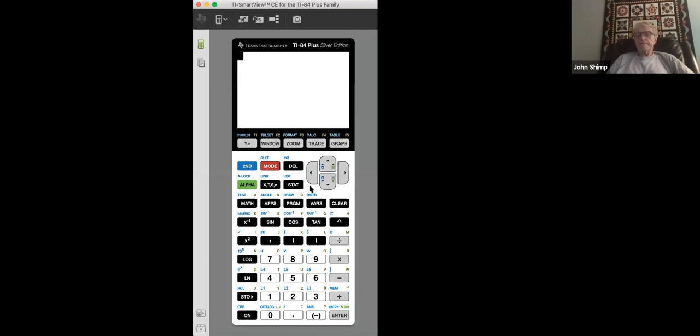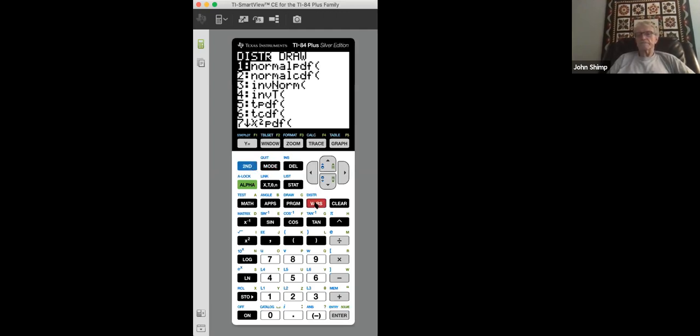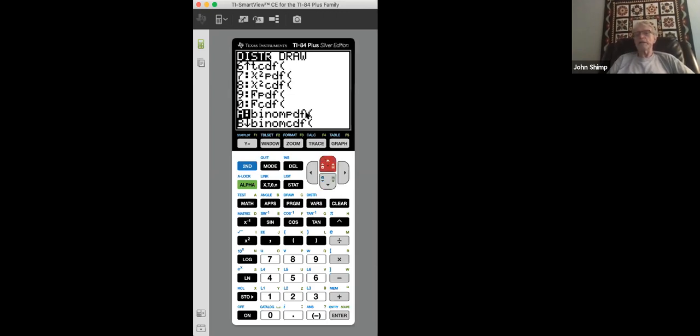All right, ready? Here are the steps. Finding binomial probabilities on the calculator. We're going to do second vars, and we get a list of all kinds of probability functions. We're going to arrow down to binom PDF. Okay, not CDF, but PDF. Binom, think of it, binomial probability distribution function, PDF. Okay, that's what we want.